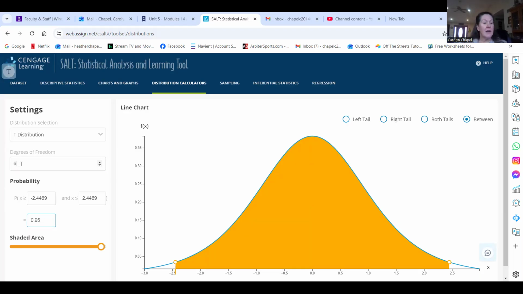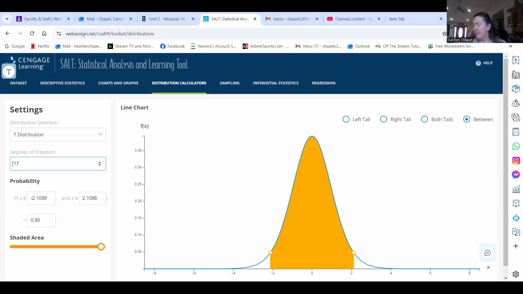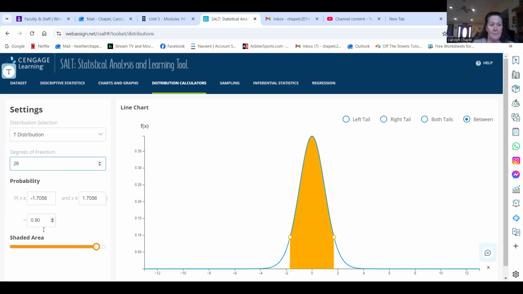Changing it to the next one, we had a degrees of freedom of 17 and a 90% confidence level. So our T star was 1.7396. The next one is our degrees of freedom is 26, which would mean our sample size is 27. We are doing an 85%, so 0.85, and we get 1.4834.